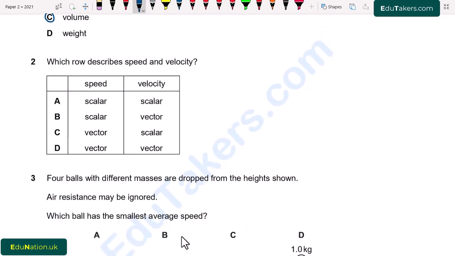Question number 2. Which row describes speed and velocity? Option A, scalar and scalar. B, scalar and vector. C, vector and scalar. D, vector and vector. So, speed is a scalar quantity while velocity is a vector quantity, because speed has only magnitude while velocity has both magnitude and direction. So here the B option is correct, which shows that speed is a scalar quantity while velocity is a vector quantity.